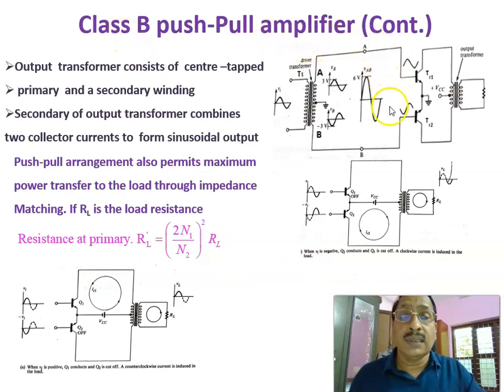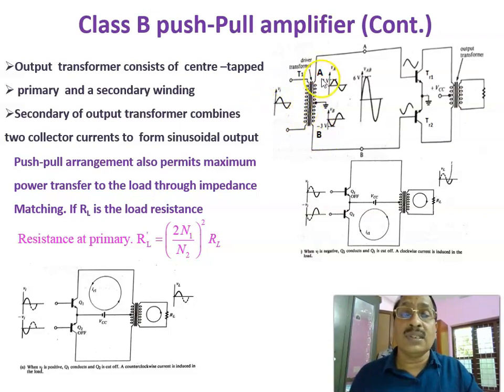A class B push-pull amplifier consists of two transformers, one at the input side, the drive transformer, and one at the output side, that is the output transformer. Here we are applying the signal at the primary of the drive transformer, and the secondary is center tapped, in which the terminals A and B carry signals that are 180 degrees out of phase. During the positive half cycle of the input signal, A will be positive, and during the negative half cycle of the input signal, B will be positive.